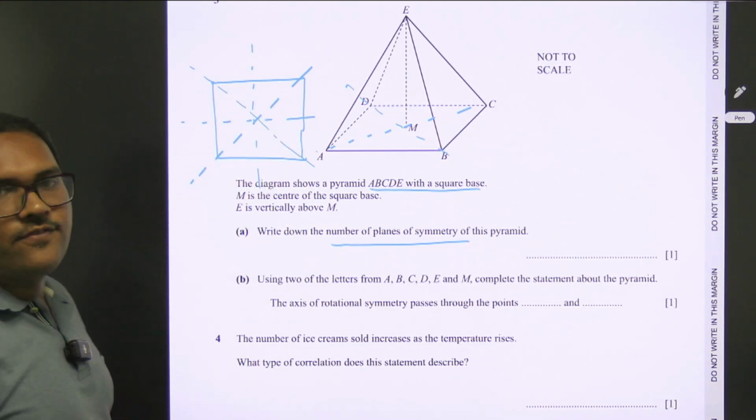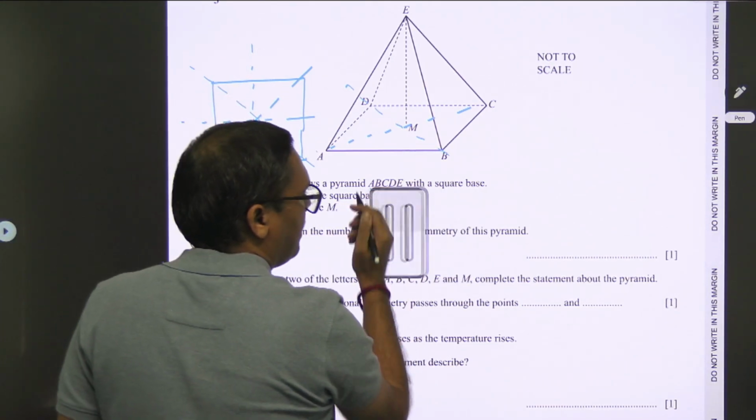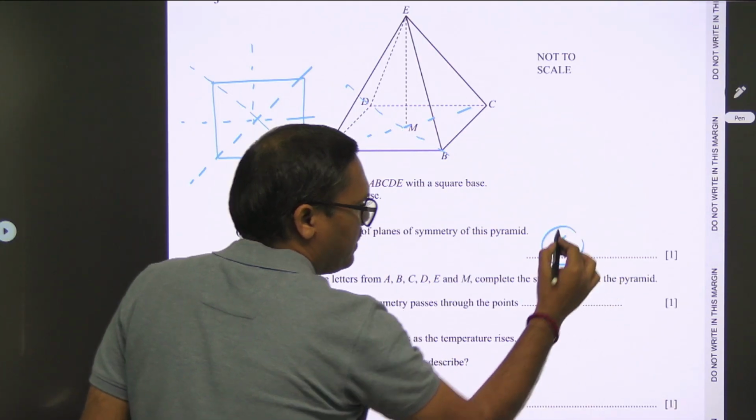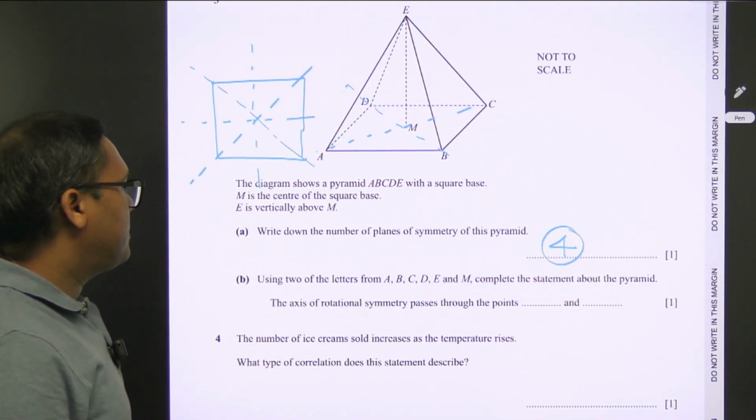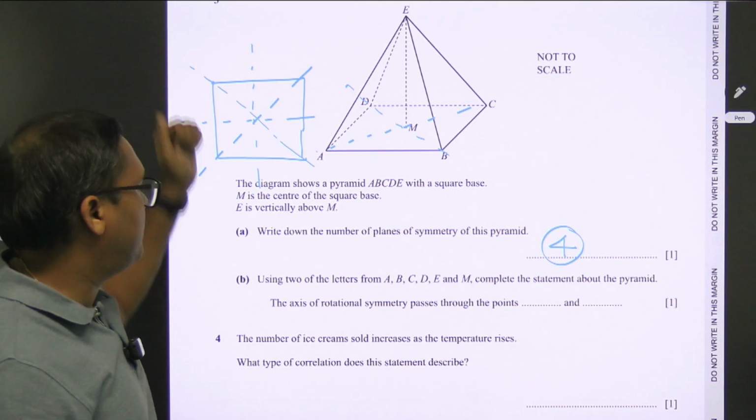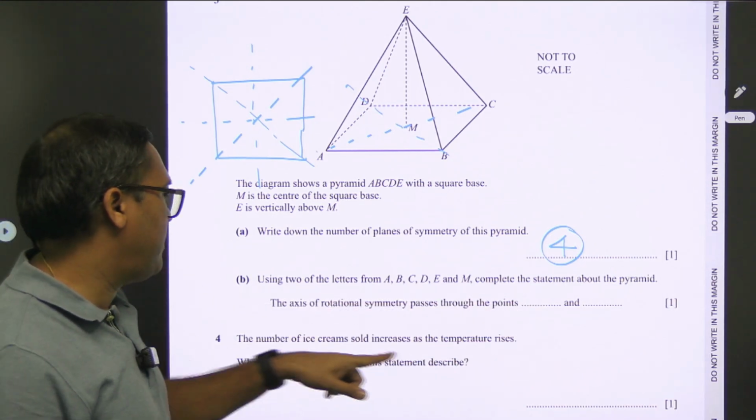1, 2, 3, and 4. So how many planes of symmetry? There are 4 planes of symmetry in this case. Now what is the next part? Using the letters A, B, C, D, E, F, complete the statement about this.